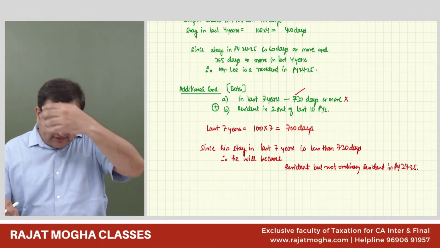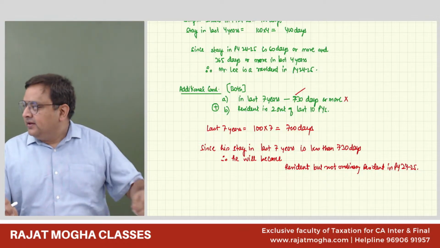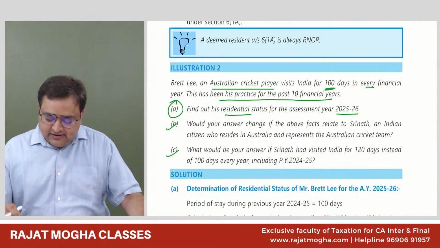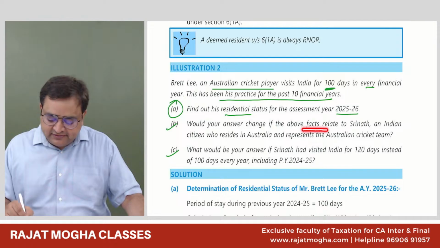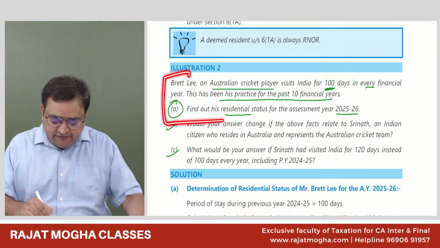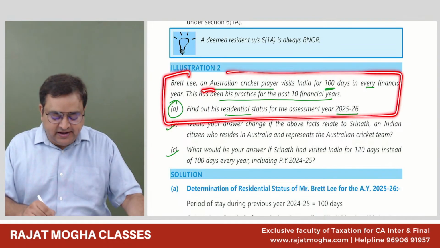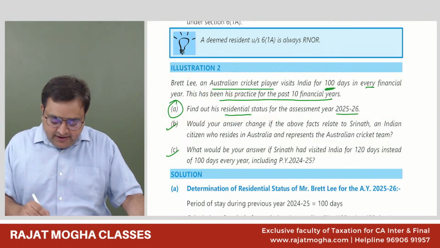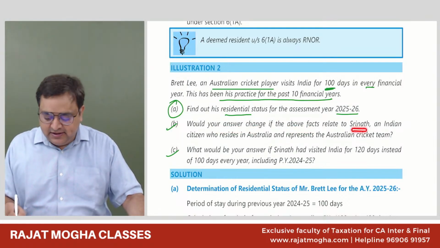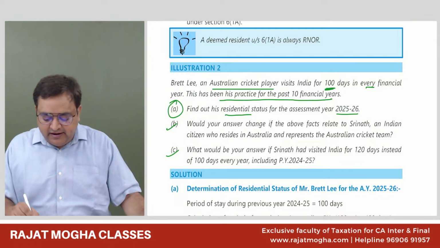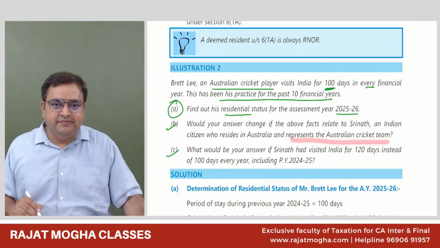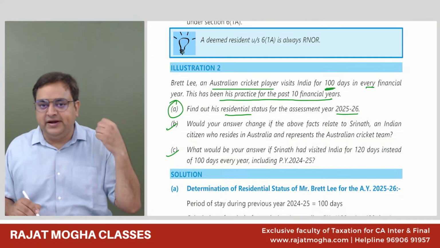Now let us come to the second part of this question. They were asking us, would your answer change if the above facts relate to Srinath, an Indian citizen? In this question we have answered as if this is Bretley, an Australian citizen. But now they are saying, would your answer change if the above facts relate to Srinath, an Indian citizen who resides in Australia and represents the Australian cricket team? So generally he is residing outside India.